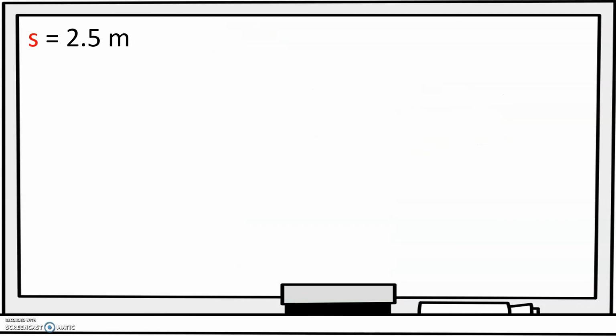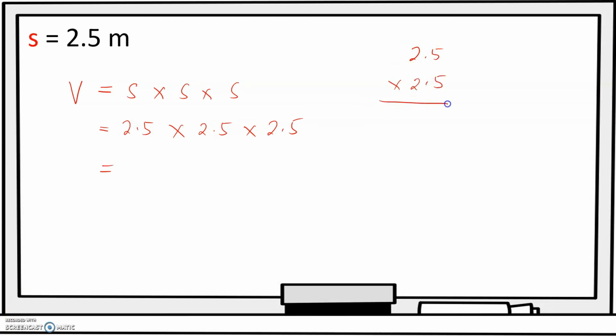So again, we will start our solution by writing the equation, which is the formula. So we will have V, or volume, is equal to side times side times side. And each side or edge measures 2.5, so we'll have here 2.5 times 2.5 times 2.5. Okay, let's solve it here. 2.5 times 2.5. Let's recall how to multiply decimals.